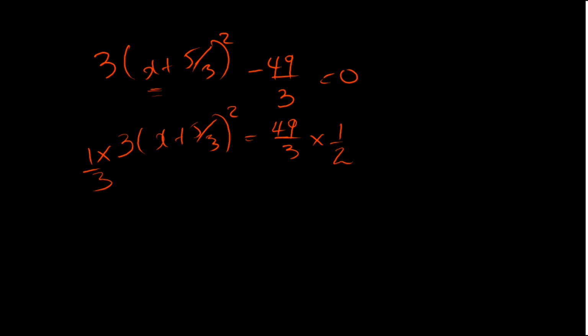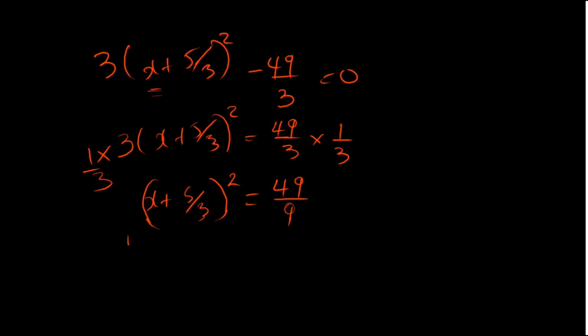Sorry, I wrote a half. Where did that come from? So we're going to multiply both sides by 1/3. So now we have 1/3 times 3 gives us 1. So next we have x plus 5 over 3 squared is equal to 49 over 9.